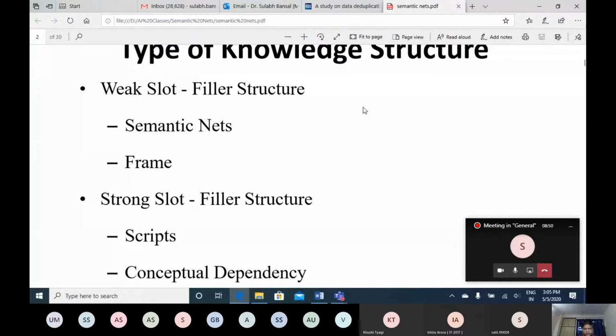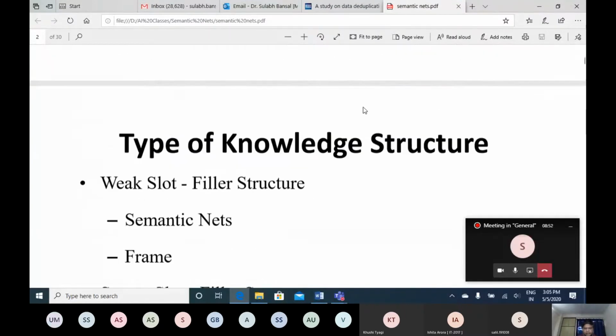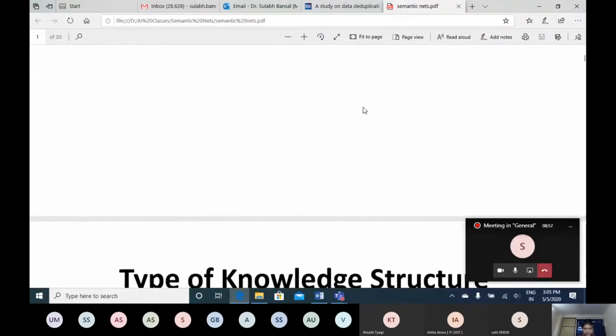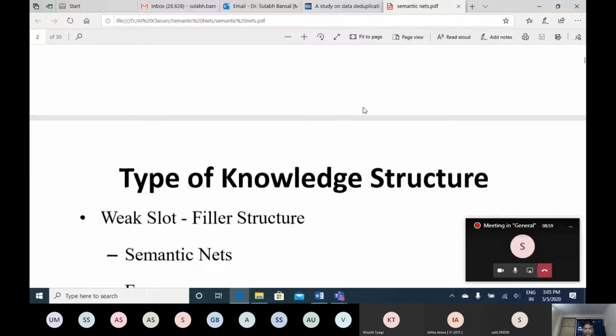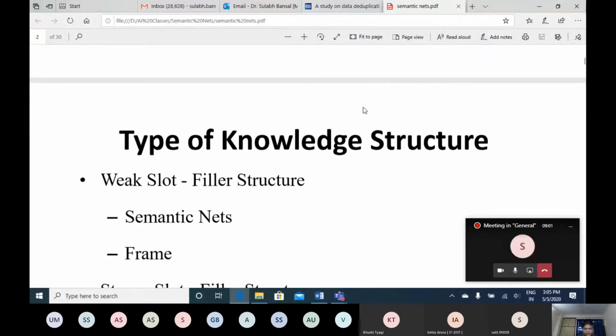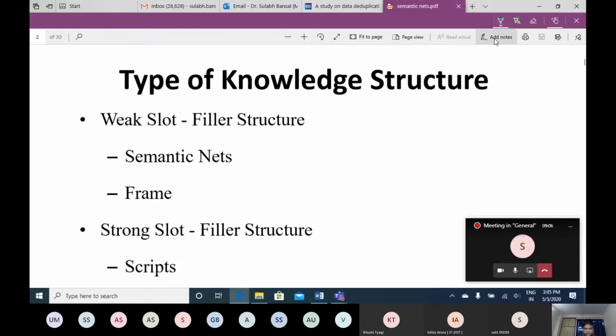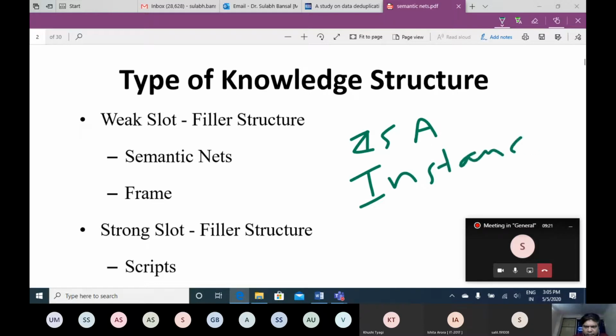So this is what we are going to discuss. This is another way of representing knowledge, structured knowledge, and these are called filler structures. Filler structures basically are the structures which represent an is-a, an instance, inheritable instance of.